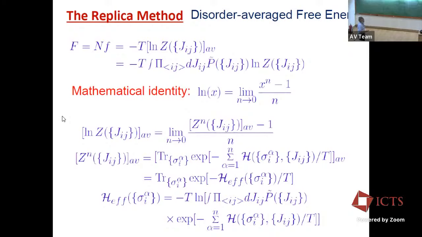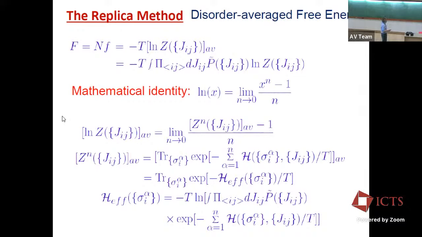Z for given JIJs is basically a trace over the sigmas. Now each sigma carries a label alpha, the replica label, in the sense that z to the n is being written as this quantity, with alpha going from 1 to n, and H now depends on these replicated variables and the same JIJs. I'm taking a trace over all these replicated variables. One set of replicated variables, the trace gives you one z. So if you have n sets of replicated variables, that will give you z to the power n. Going from here to there is very simple: you're just writing the same partition function n times, and each partition function will have its own sigma variables.